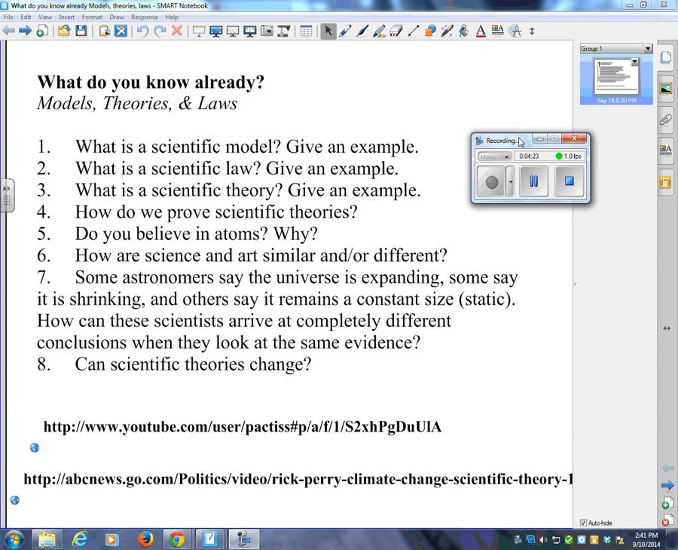Come on. I like how there's science and art. How are science and art different? Yes, they're spelled differently. That's correct. Okay. Science is all based on fact and art is under interpretation.